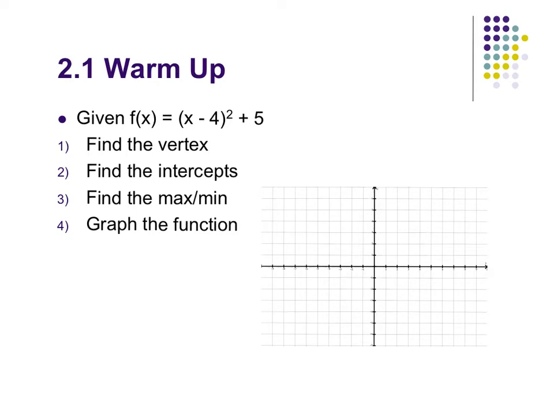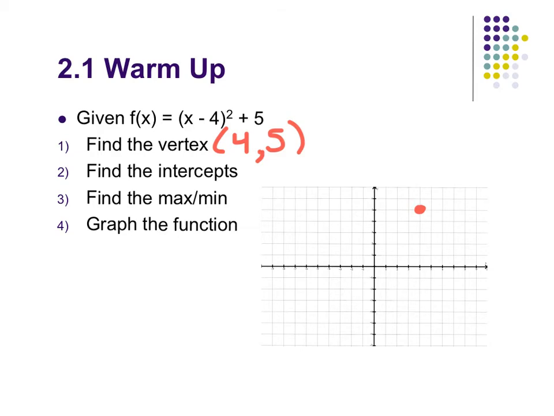So the first one, hopefully we're getting pretty good at this, right? Vertex would be what? 4, 5. So I already know 4, 5. Here's my vertex. I know this points in which direction? Up or down? Up, right? And I know it's not narrow or wide. So I can already kind of get a visualization of what it should look like.